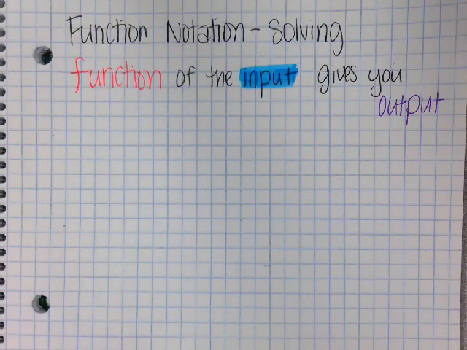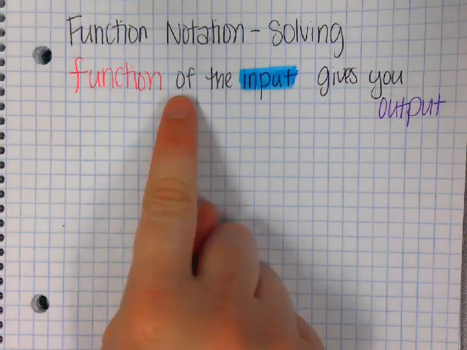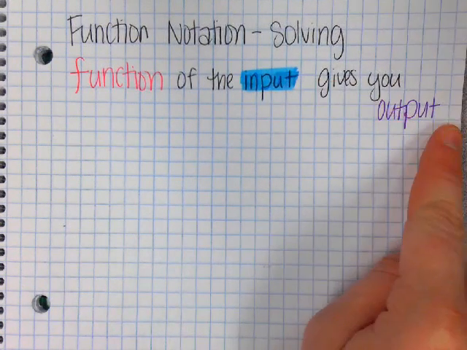So today we're going to be talking about what's called function notation. It always freaks my students out. It never fails. Even my Algebra 2 students always get scared of what it's talking about. So we always read it as function of the input gives you the output, or equals the output.